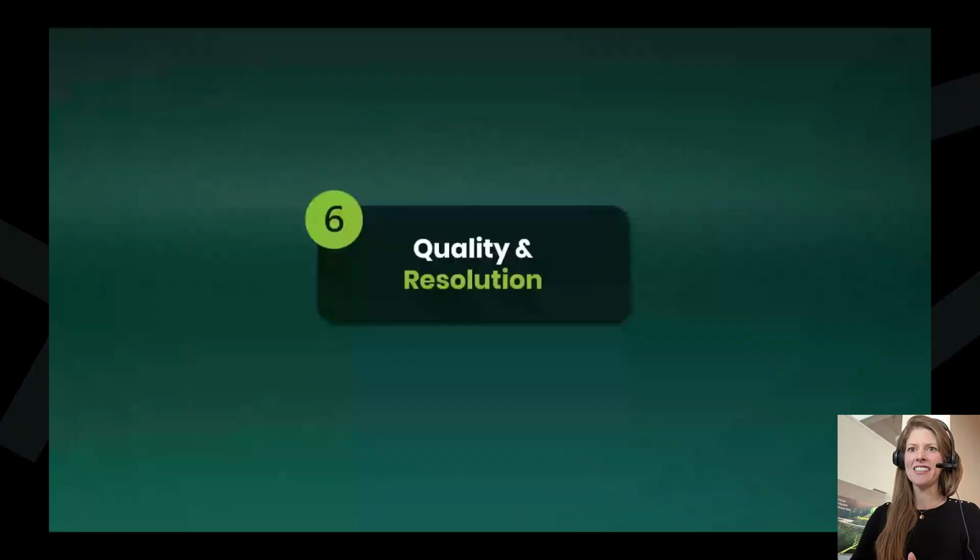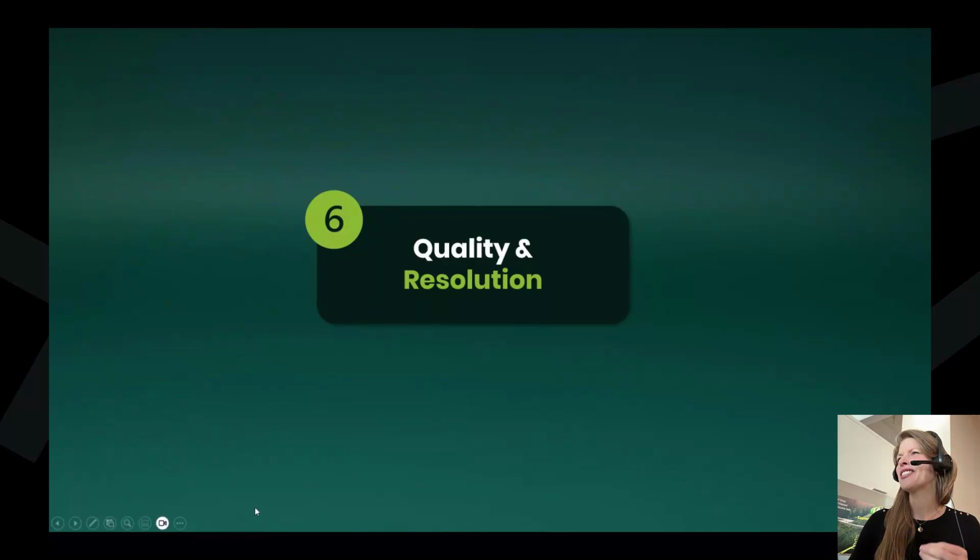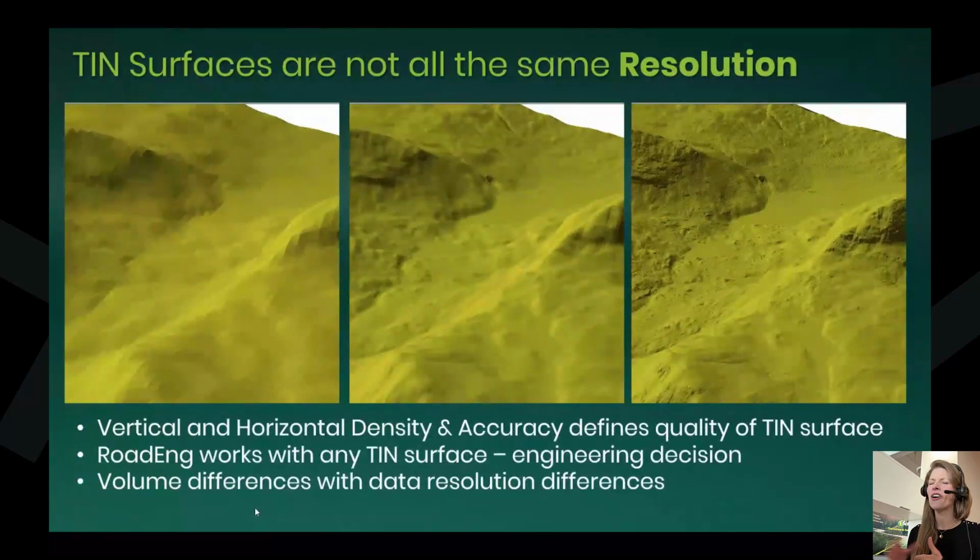Okay, guys, last topic. Here, we're just going to briefly touch on the concept of quality and resolution. And I think it's important, as we've gone through all these different types of data and their formats, to remind everyone that not all TIN surfaces are the same resolution. We've got 3 examples here spanning from some SRTM data down to LiDAR. And really, the density and the sparsity of the points in your data set is going to control how large the triangles are and what quality that surface is when it comes to making your engineering decisions.